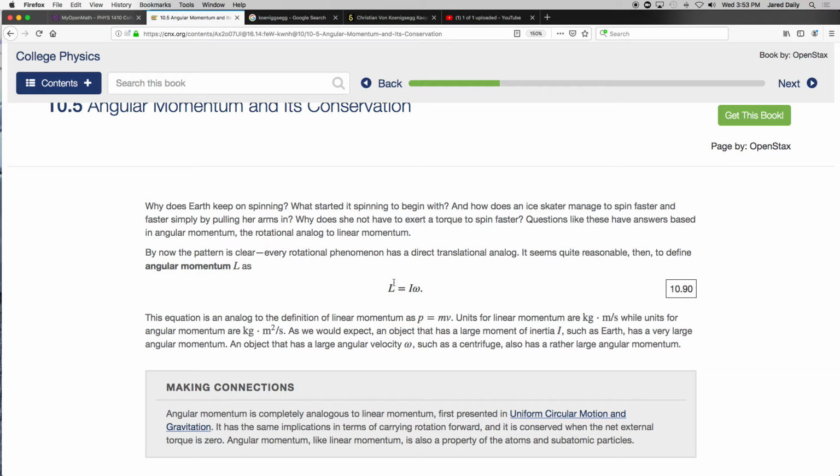We're going to use L. Remember, in momentum we use P. We're going to use L for angular momentum. And that's going to equal our moment of inertia, I, which is dependent on mass and shape, and omega, which is the angular velocity. So how fast something is spinning, you could think of that, right?